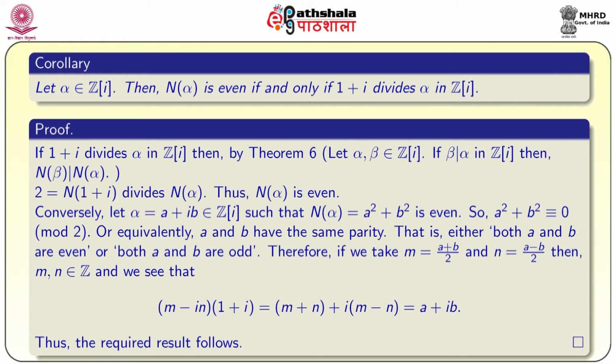So, that means that what we have here is (m minus n i) into (1 plus i) is equal to a plus ib. That means that 1 plus i divides a plus ib, which is alpha. So, we proved the converse part as well.